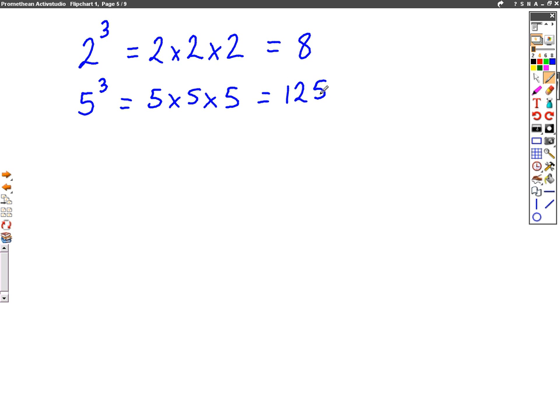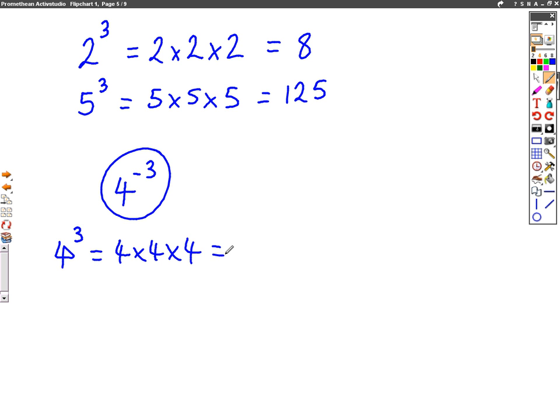But what about when it's a minus 3 as the power? So, for example, you might get 4 to the power of minus 3. Well, it's very easy to work out. We firstly work out what 4 cubed is. Well, 4 cubed is 4 times 4 times 4, which is 64. So 4 to the minus 3 would be 1 over 64, because that's what the minus means.